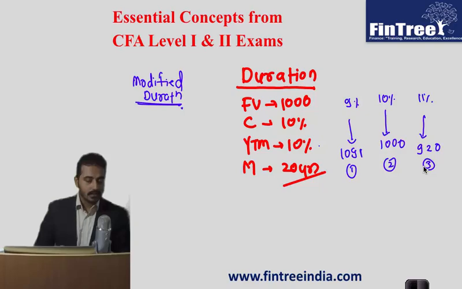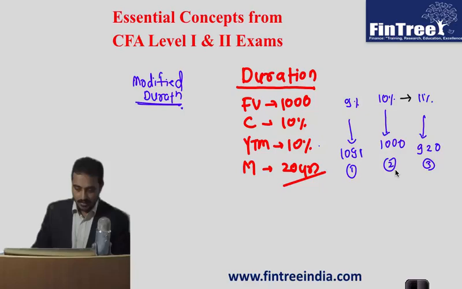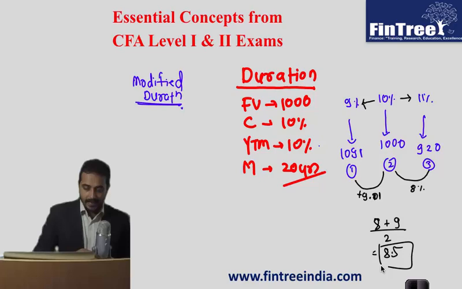Now, intuitively, without doing any calculation, can you observe that when the yield changed by 1%, bond price decreased by about 8%? And when the yield changed 1% the other way, bond price increased roughly by 9.01%. Are we in agreement here? So approximately, we can take an average of these, and that average would be 8.5. What that 8.5 tells us is that when the yield changes by 1%, on average, the bond price will change by 8.5%.